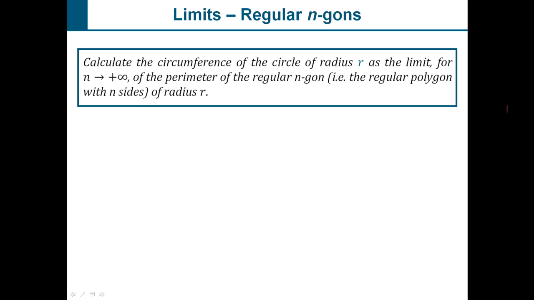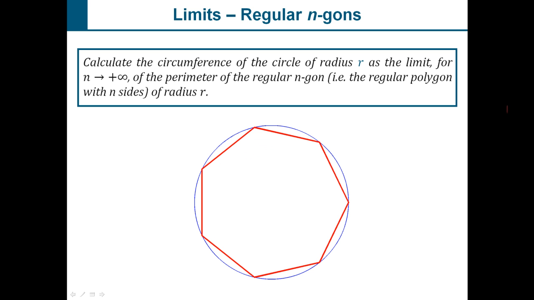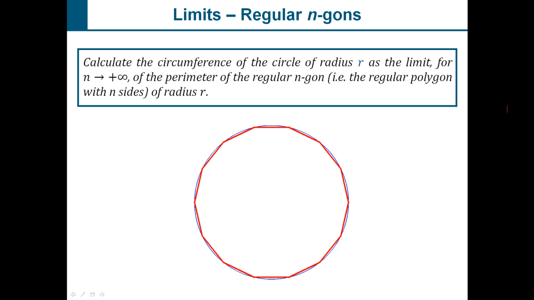Welcome! In this exercise, we will calculate the circumference of the circle of radius r as the limit as n approaches plus infinity of the perimeter of the regular n-gon of radius r. The regular n-gon is the regular polygon with n sides.